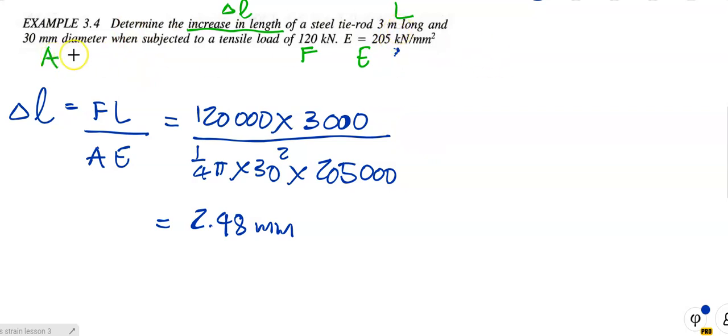So we have a steel tie bar of that length and diameter, very much longer than it is across its section, loaded to 120,000 newtons, with an E value of that. It will stretch by about 2.48 millimeters. If you get a big number, you made a mistake. Right, let me clean up the board and let's do another example.